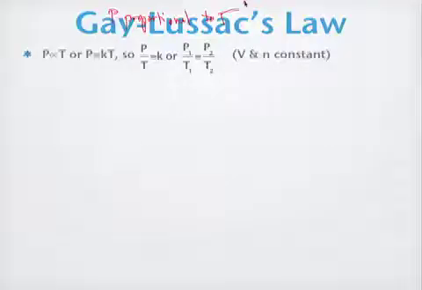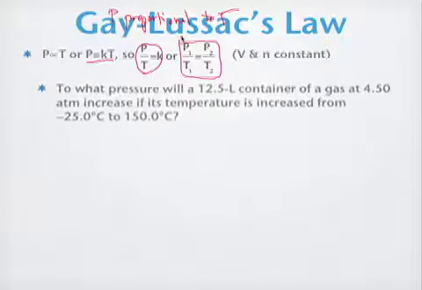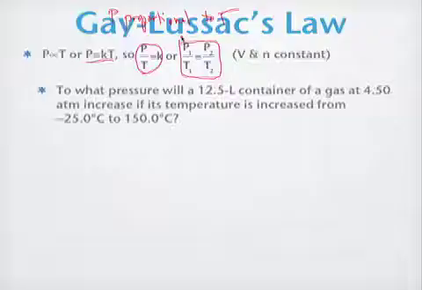So again, the same things. Pressure is equal to a constant times T. Pressure divided by T is equal to a constant. And as before, we'll rearrange that and have our two separate conditions so that P1 over T1 is equal to P2 over T2. Very simple problem to do for that.